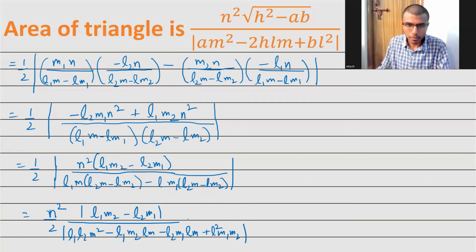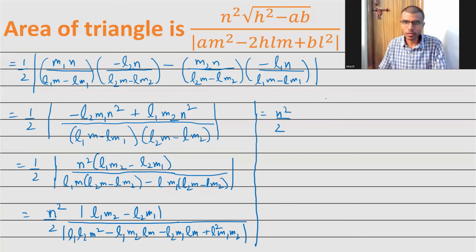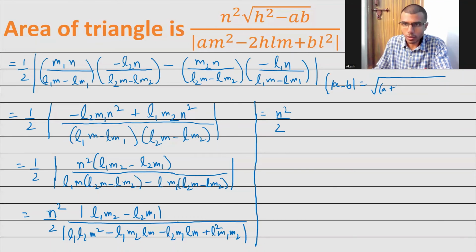So now this entire thing will be there in the modulus, in the denominator. I'm continuing here on this side. This is nothing but n square by 2 into. Now there is a formula which I want you guys to remember. Modulus of a minus b is nothing but under root of a plus b whole square minus 4ab.